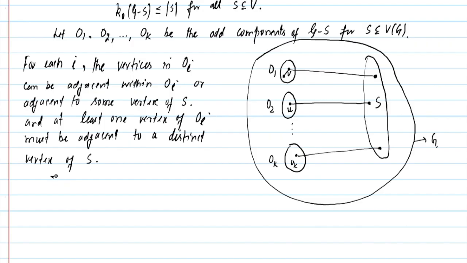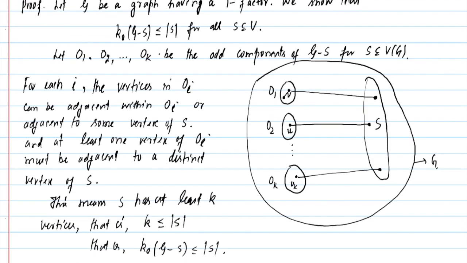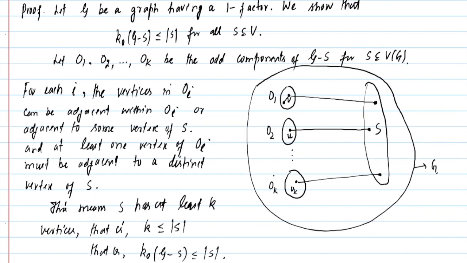So this clearly implies that S has at least k vertices. That is, this k is less or equal to order of S, which actually means the number of odd components in G minus S is less or equal to order of S. So this is the necessary part of the proof, that if there is a perfect matching in a graph, then the number of odd components in G minus S must be less or equal to the number of vertices in S.